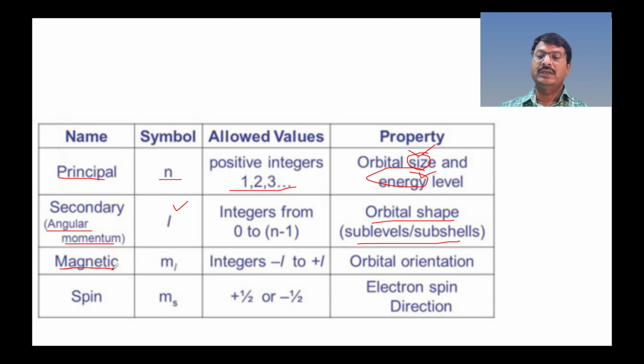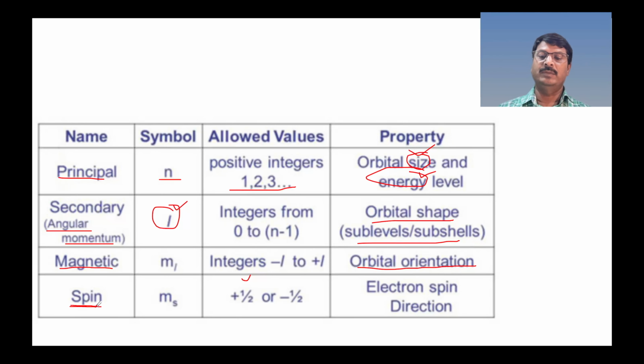Let us come to the magnetic quantum number. It is denoted as m or ml. These values depend upon the L value, that is the angular momentum. So these values are from minus L to 0 to plus L. It gives the information about the orientation of the orbital in space.